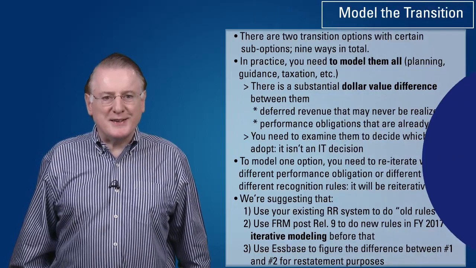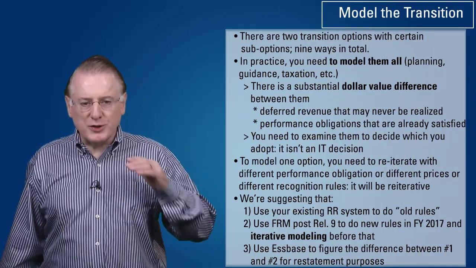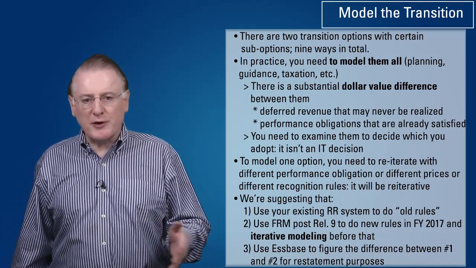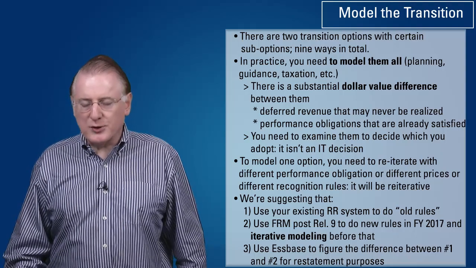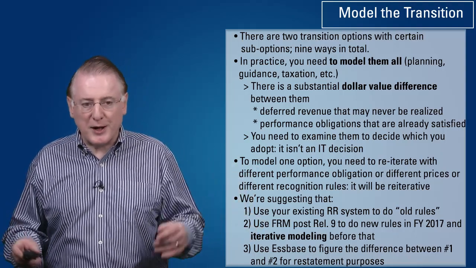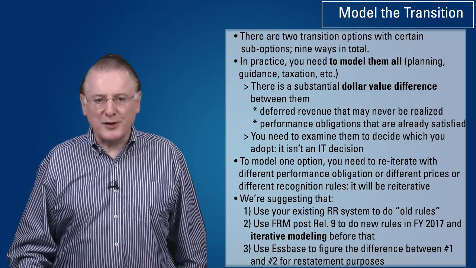I guess I just said this on the last slide. You need to model them, and we're suggesting that you do that. Use your existing revenue recognition, the existing RevRec, to do the old rules. Use FRM to redo and to iterate, and use Essbase or Excel. I'm saying Essbase because I work at Oracle and it's a great product, but if you can't afford it, Excel will do, to figure the difference.